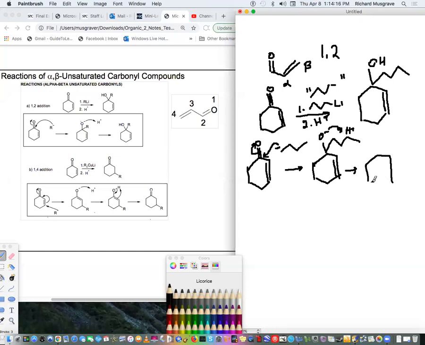It doesn't really make that much of a difference with lithium or magnesium there. All right. Any questions so far on the 1,2 addition?